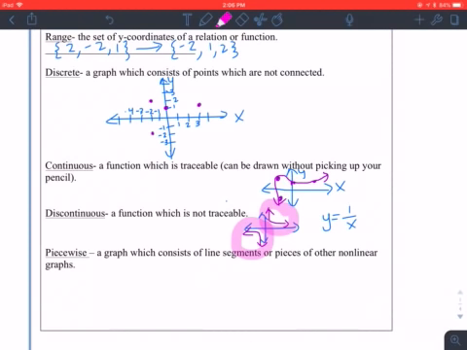Right, piecewise, a graph which consists of line segments or pieces of other nonlinear graphs. So this is something that may have some familiar pieces. So maybe you start out with a linear function, but then it becomes a quadratic, and then a constant, then maybe another linear function. This is actually how roller coasters are made.